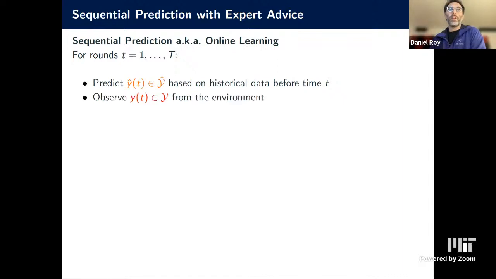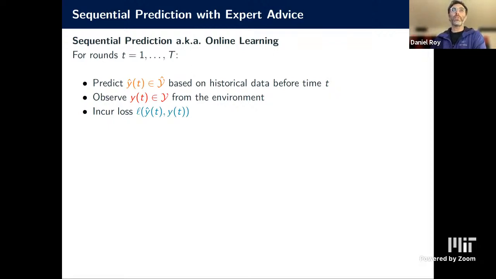Then after our prediction has been issued, we make an observation of an outcome y of t, and we incur some loss, which depends on our prediction and on the observation. So these observations, the outcomes, might depend on our predictions. They might depend on the history, or we could be in an I.I.D. situation where the outcomes are being drawn independently and identically each round.